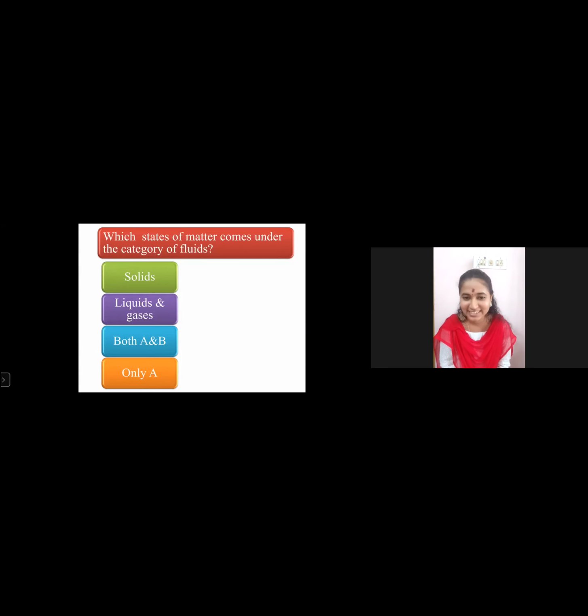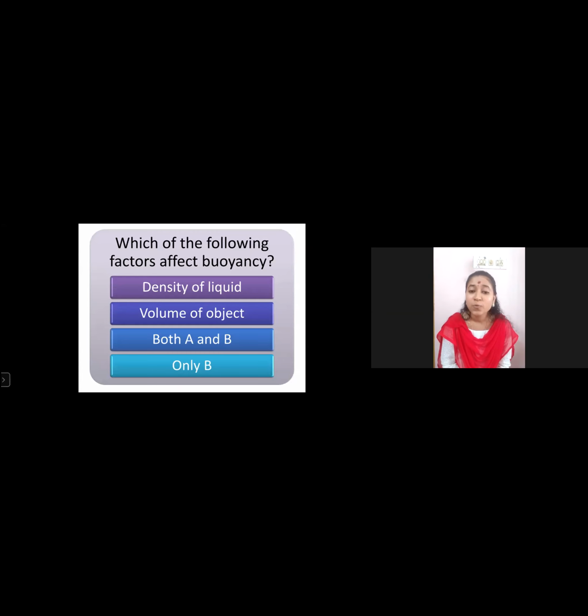Now, next question. Which of the following factors affect buoyancy? A. Density of liquid. B. Volume of object. C. Both A and B. And D. Only B. Both A and B. As we have discussed, the factors affecting buoyancy are density of liquid and volume of the object. Yes, exactly, Surya teacher.